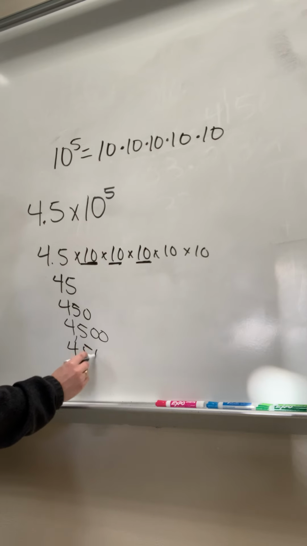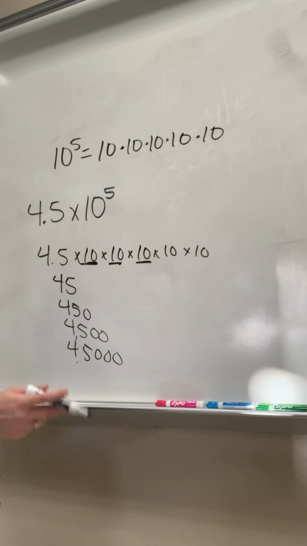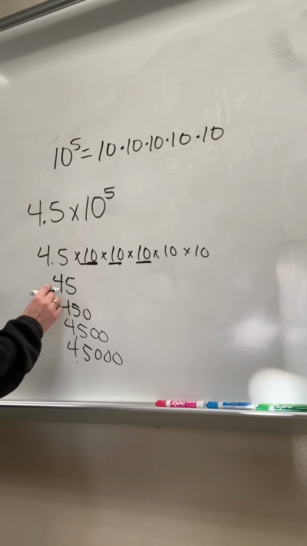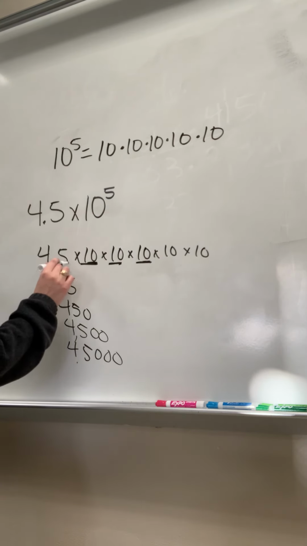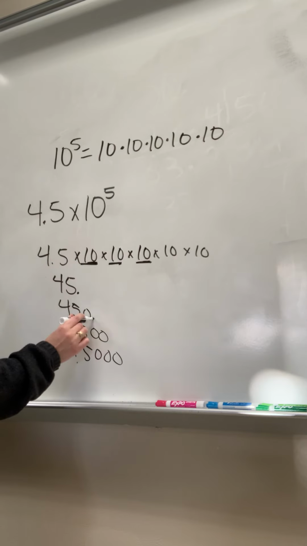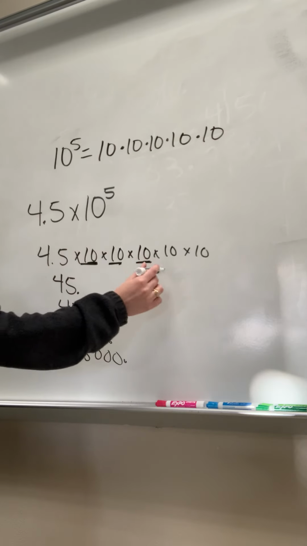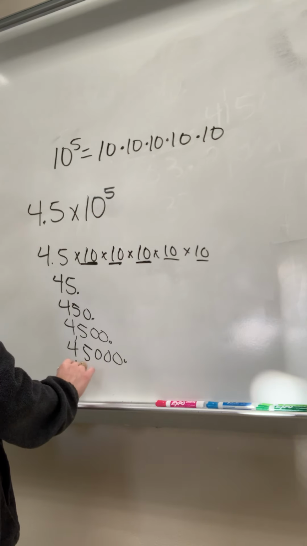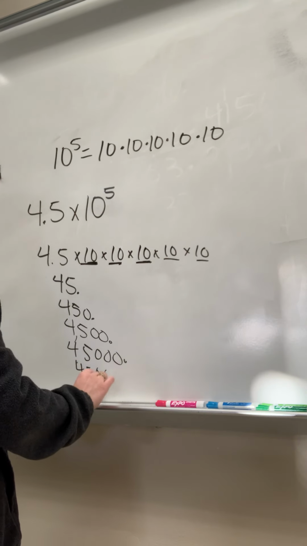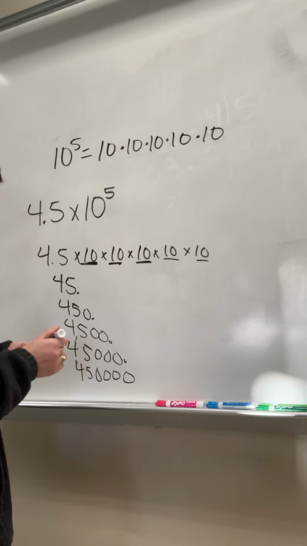But I want you to realize, what is the difference between each of these numbers? Just one more 0. The decimal place is just moving over one time. So now it's here, now it's here, now it's here, now it's here. It's moving over with each one of these. And so the last one will be 4, 5, and then we have 1, 2, 3, 4 zeros behind it.